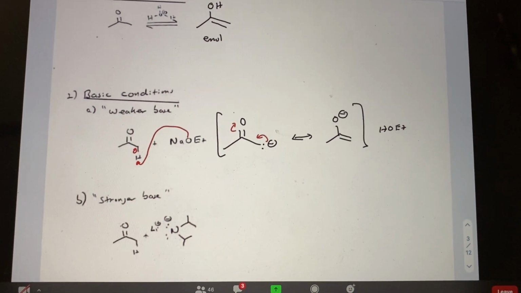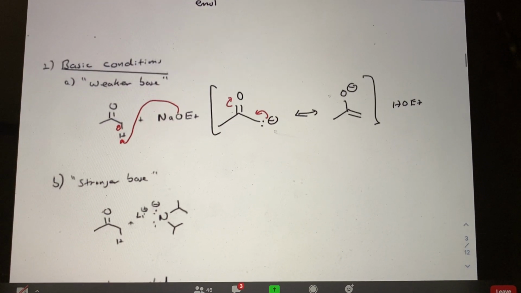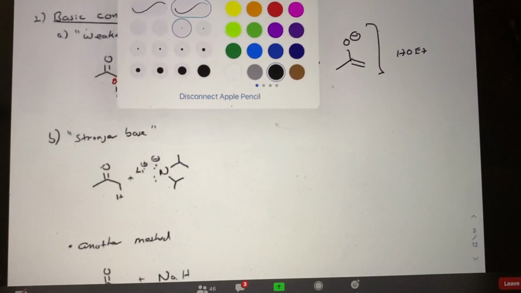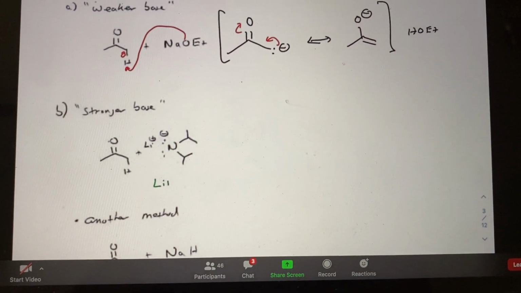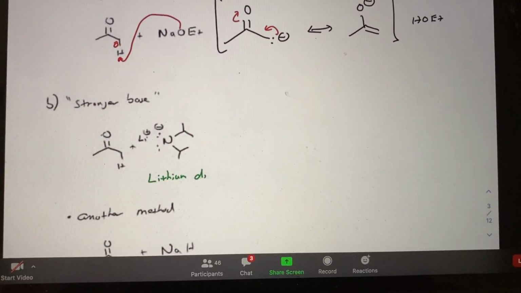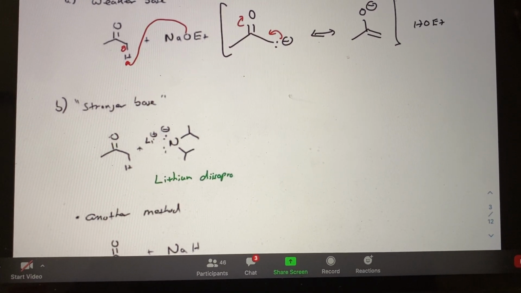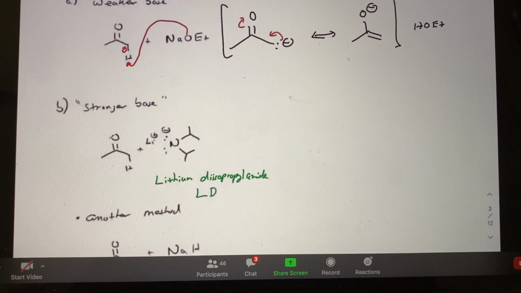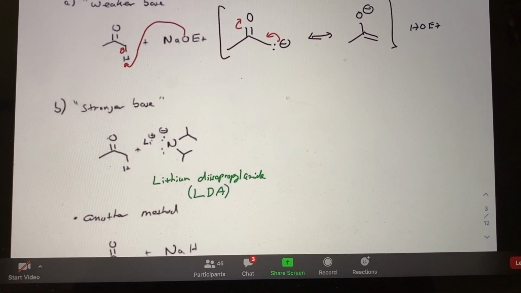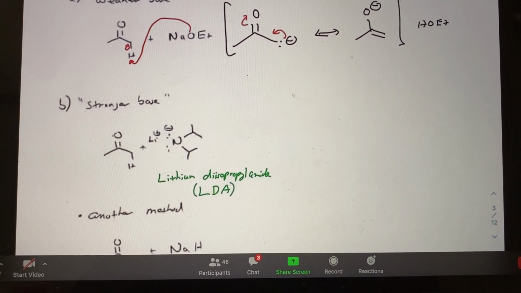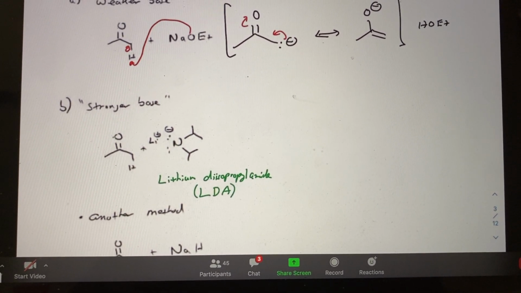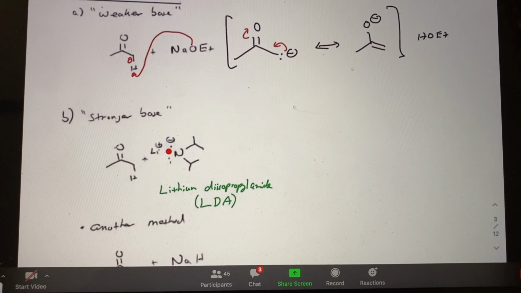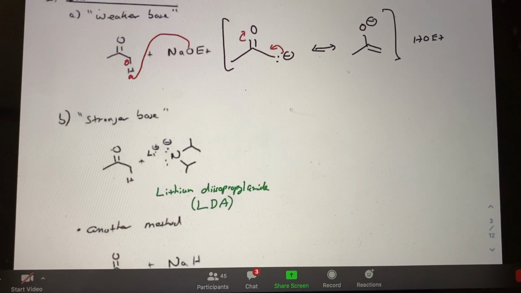Now, this idea of a weaker base is because there's a very commonly used base that's much stronger, used in generating an enolate. And this is this compound here, which is lithium diisopropylamide, or LDA for short. So this is a great, strong base, and has a much higher pKa than ethoxide, which is around 16. It's a pKa around 32 for deprotonating to make the amide. So a very strong base.